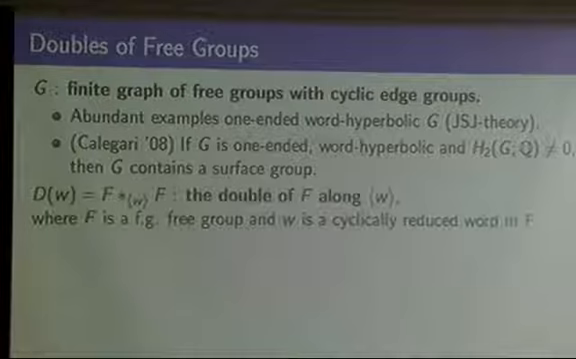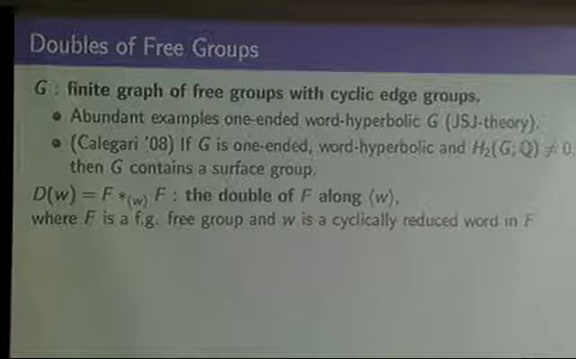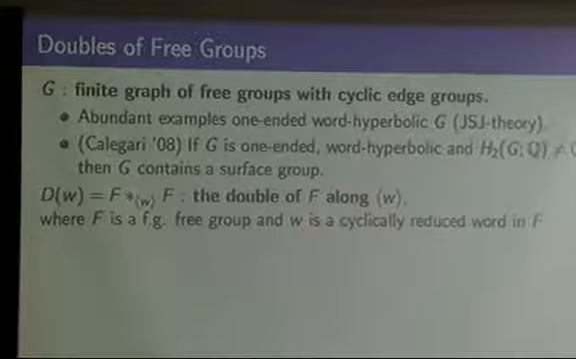And the more basic step is when you have only two vertex spaces. So that is, if you have, say, a group which is obtained by taking an amalgamated free product along a cyclic subgroup, we call it a double.